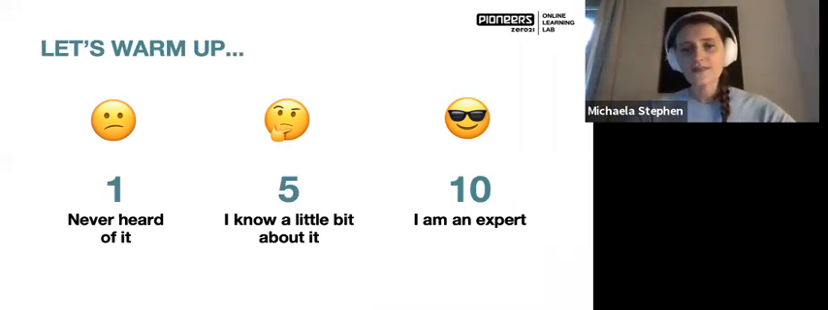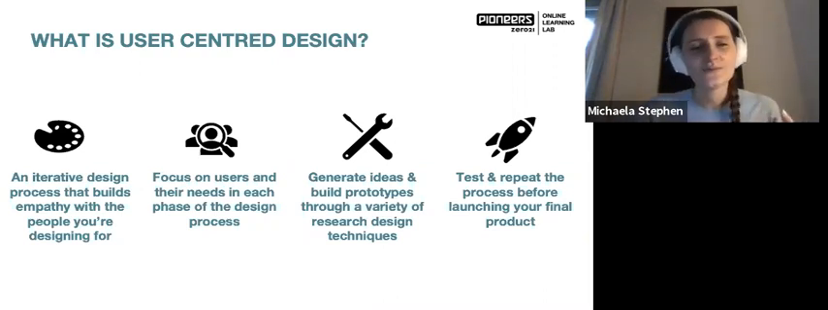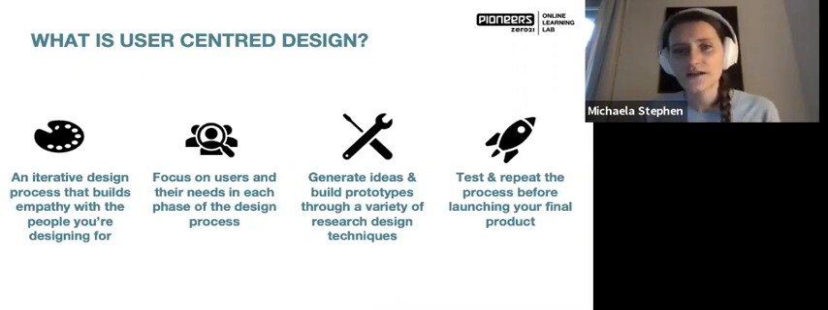Okay, so I think it's time that we dive right in. Let's get going. And let's start off by first of all looking at what is user-centered design. So user-centered design can be summed up very nicely by these 4 little icons. It's essentially an iterative design process that helps you to build empathy with the people you're actually designing for. It's all about focusing on users and their needs in each phase of the design process. And you constantly are building ideas and generating prototypes in order to go through each of your research phases and to continually iterate and design and build upon them.